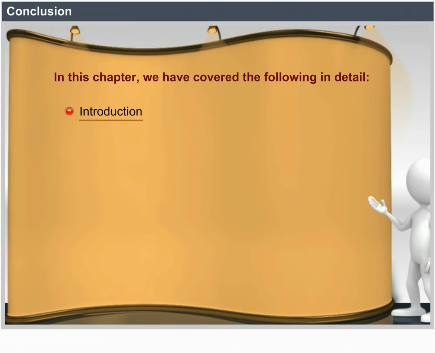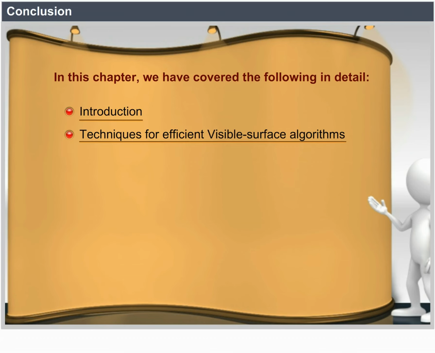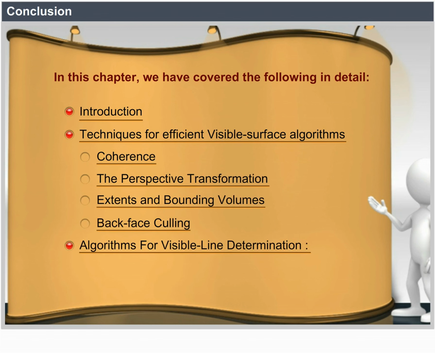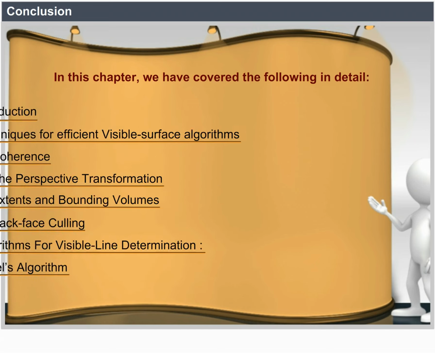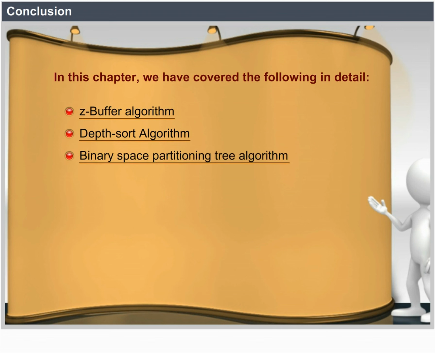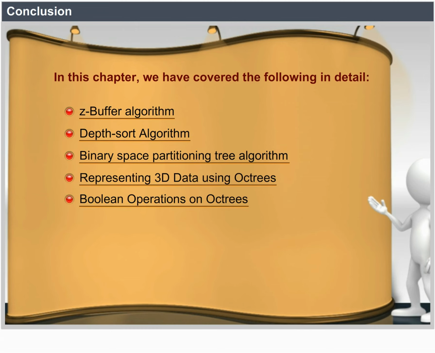Conclusion. In this chapter, we have covered the following in detail. Introduction, techniques for efficient visible surface algorithms, coherence, the perspective transformation, extents and bounding volumes, backface culling, algorithms for visible line determination, Appel's algorithm, Z-buffer algorithm, depth sort algorithm, binary space partitioning tree algorithm, representing 3D data using octrees, Boolean operations on octrees, visible surface ray tracing.